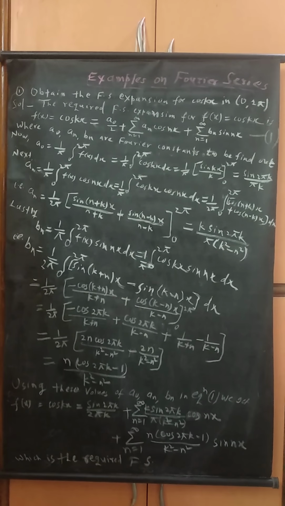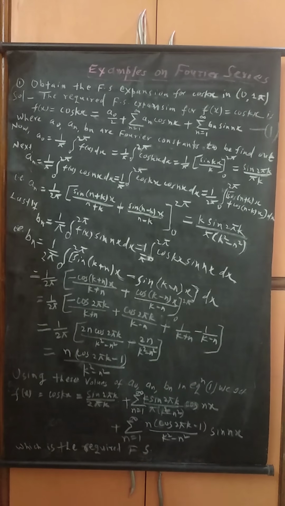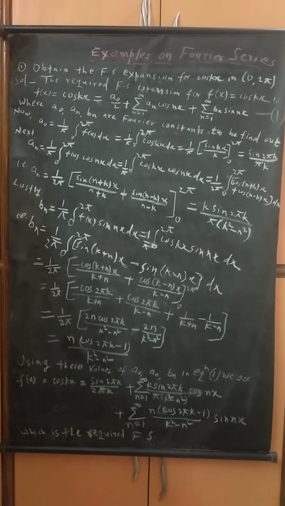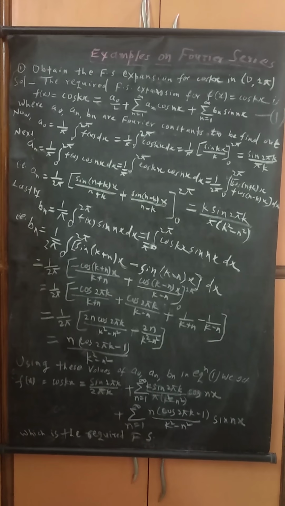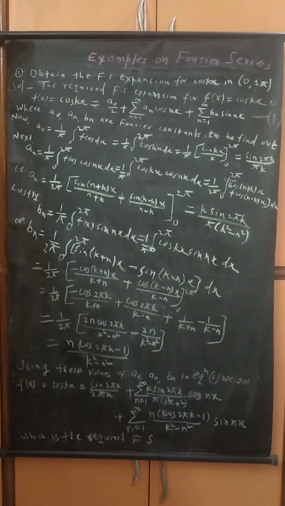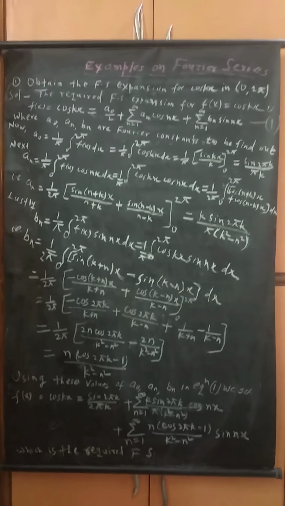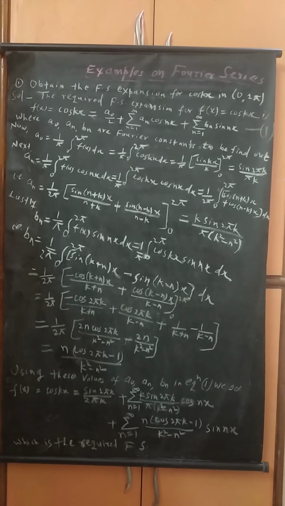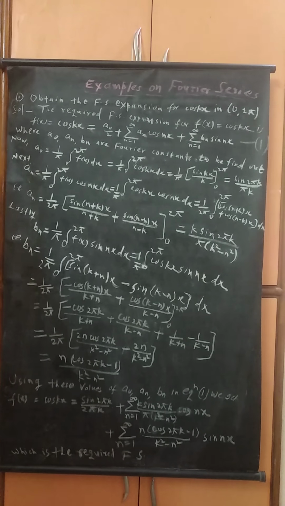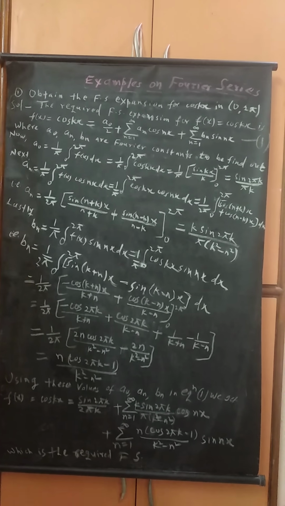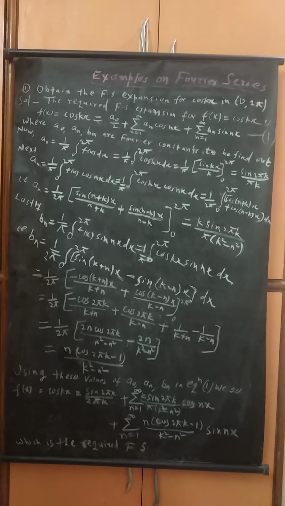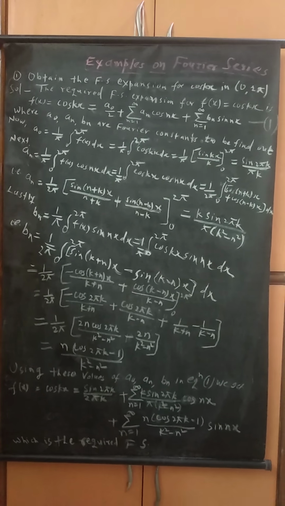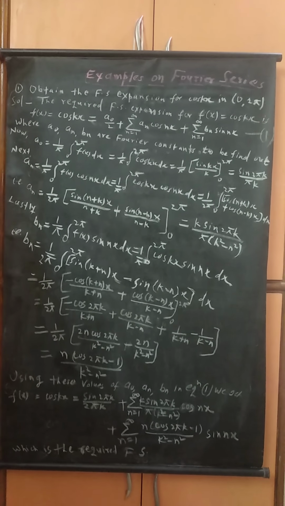So that is equal to 1 upon 2 pi, 2n into cos of 2 pi k divided by k square minus n square, minus 2n divided by k square minus n square. Ultimately, it gives Bn equal to n into cos of 2 pi k minus 1 divided by k square minus n square. So using these values of a0, an and bn in our equation 1, that was our answer.